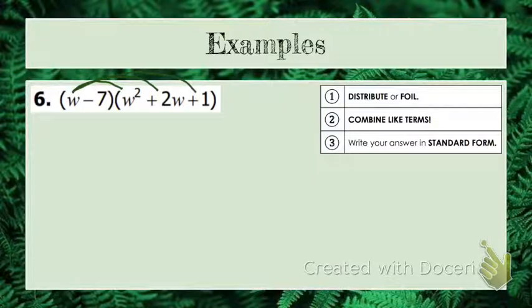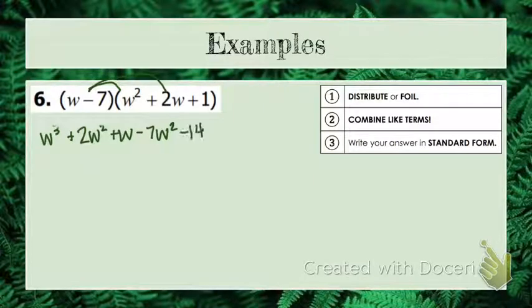term. Okay, so we're going to have W times W squared. That is W to the third power. Then we will have W times 2W, that is 2W squared, and W times 1 is W. Then we will distribute the -7 to everything. So -7 times W squared is -7W squared. -7 times 2W is -14W, and -7 times +1 is -7.